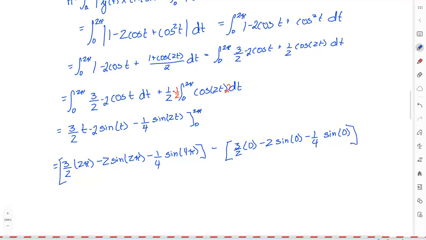and we know the sine of 2 pi is 0, and the sine of 4 pi is 0, and the sine of 0 is 0, and 3/2 times 0 is 0. So that's going to leave me with 3/2 times 2 pi, which is going to be 3 pi. So that would be the area under the curve there.